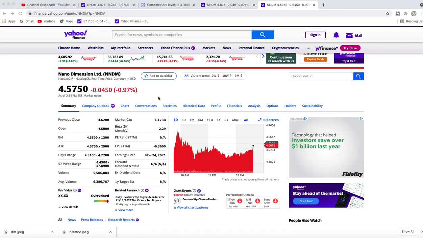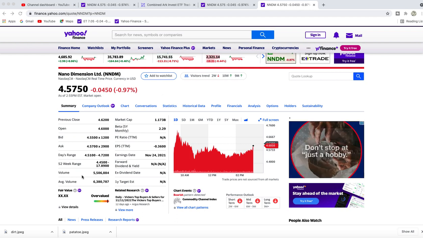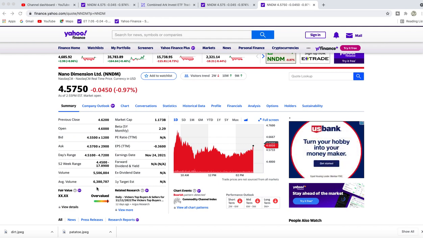It'll be open for another 50 minutes or so. The volume is 5.5 million. Average volume is 6.4 million. The market cap is 1.17.